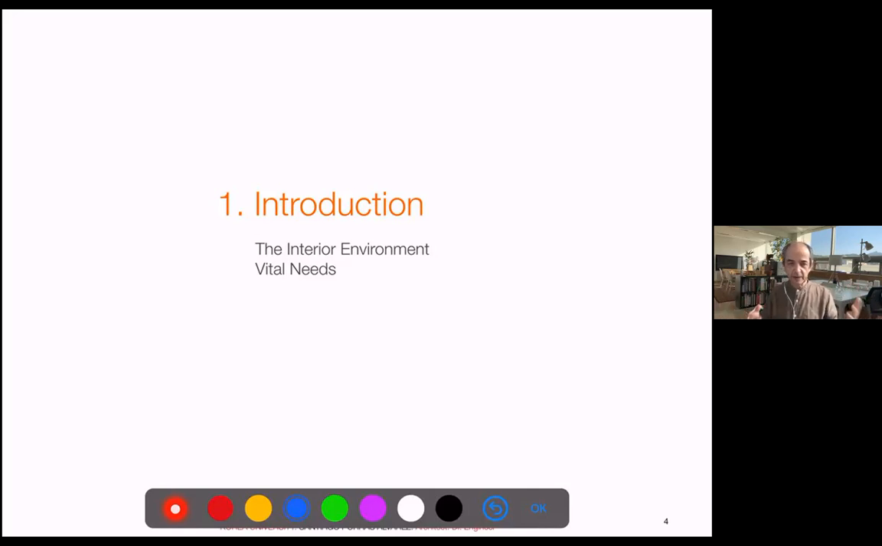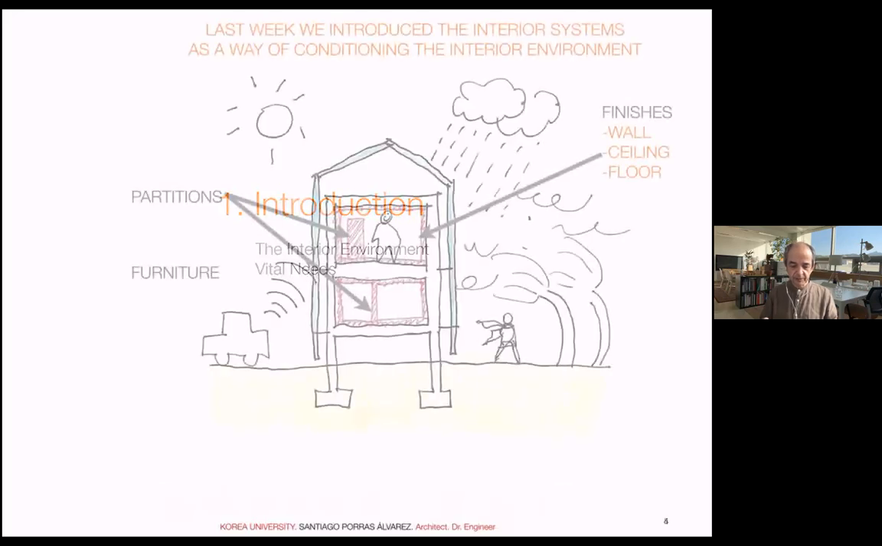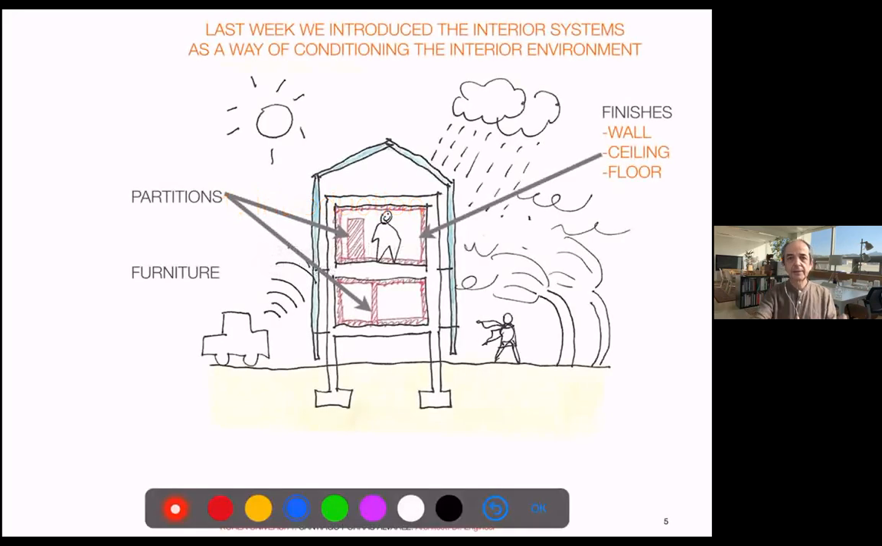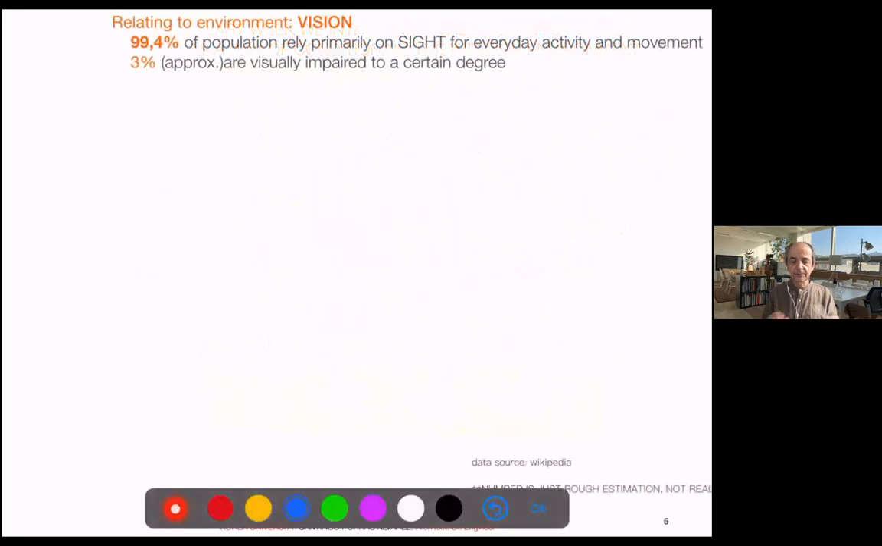We have basic vital needs. We cannot change that. We already commented on that in the previous lecture. We have a lot of things we can do, but still we need to fine-tune further, right? So let's see how we relate to the environment.